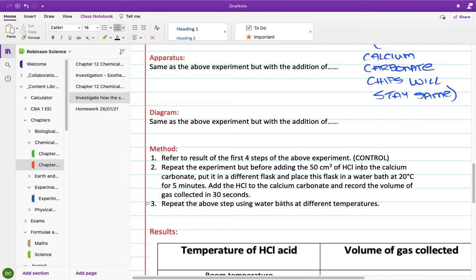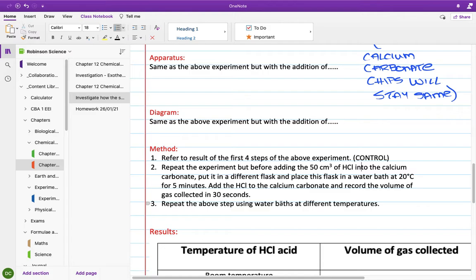And then what we're going to do is heat it to 30 degrees Celsius. So we're going to take our cool, normal hydrochloric acid, put it into the water bath, and heat it up to 30 degrees Celsius. Once it's at 30 degrees Celsius, you'll need a thermometer in your apparatus. Once it's at 30 degrees Celsius, you put it into the calcium carbonate, and you have 30 seconds to get as much carbon dioxide as you can.